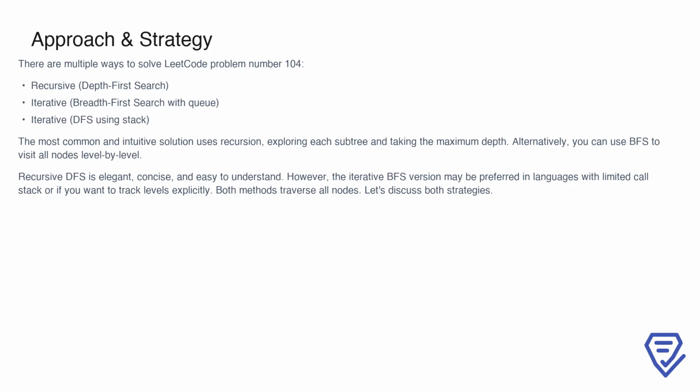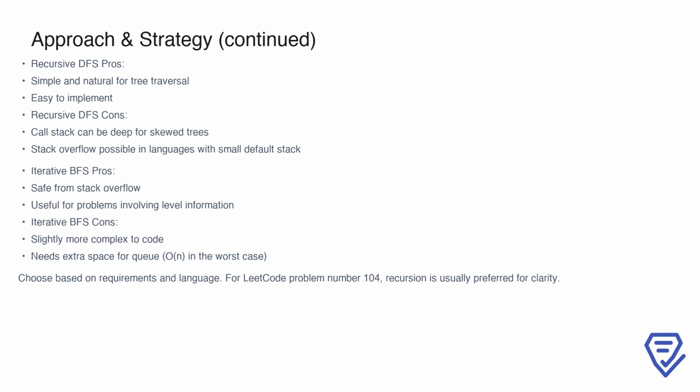However, recursion can hit call stack limits for very deep trees in some languages. An alternative approach is to use BFS, that is, a level order traversal with a queue, incrementing the depth at each level. This iterative strategy is safer when recursion might be limited and makes it easy to explicitly keep track of the current level. Both methods visit every node, giving the same time complexity. We will look at both approaches in detail so that you understand the different trade-offs and can choose the best for your situation.